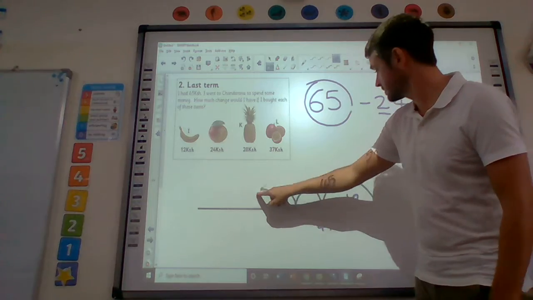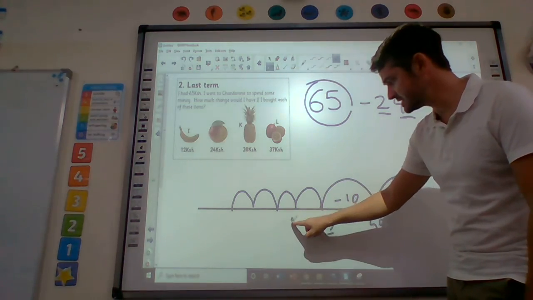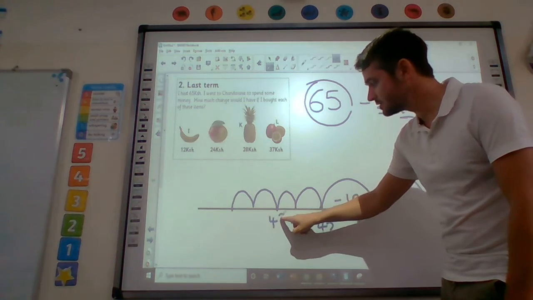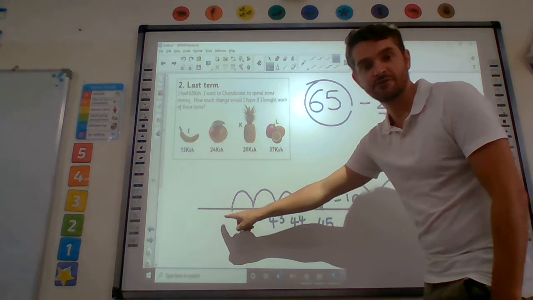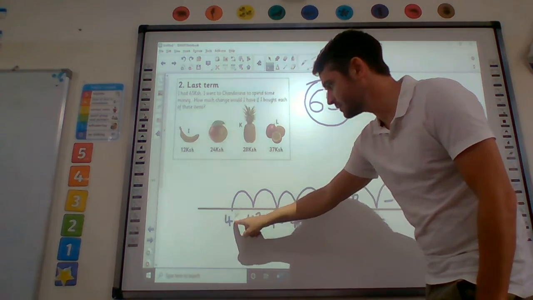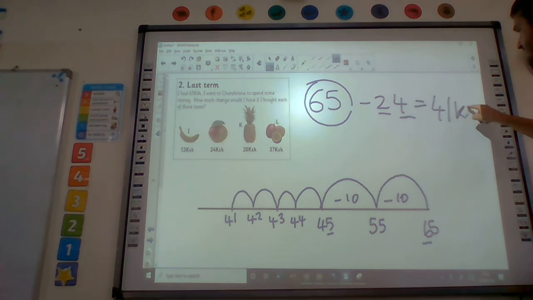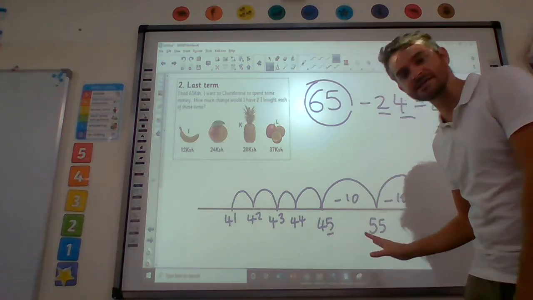1, 2, 3, 4. Count backwards with me. 45, 44, 43, 42, 41. Fabulous job. We write our answer. 41 Kenyan shillings. Brilliant. Does your number line look as neat as mine?